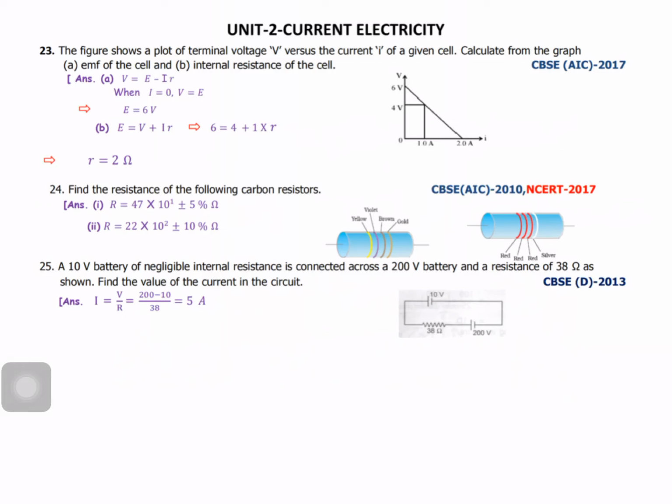Voltage is given, resistance is also given. So what is the current formula? I equal to V by R, you know the formula. What is the total potential? Two batteries are connected, 10 volt and 200 volt. So it is 200 minus 10. Why? Because the polarity of the 10 volt battery is opposite to the 200 volt battery. So 200 minus 10 divided by the resistance, 38 ohm, you can calculate that it will be 5 ampere. This is the way they will ask.